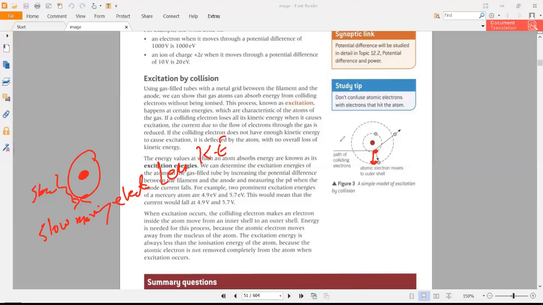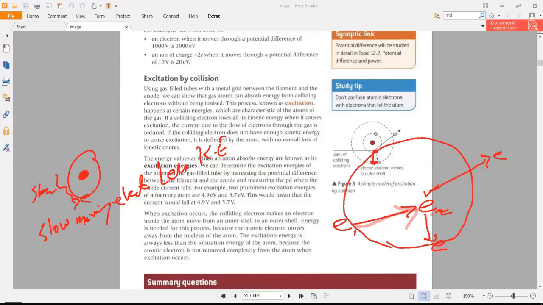What is absorption? Absorption is simple. If this electron strikes this electron, then it transfers energy to this electron. So you can say that this electron is absorbing energy from the first electron. This electron will give energy to this electron, and this electron will go out like this, and this electron will jump toward the outer shells. That is excitation.